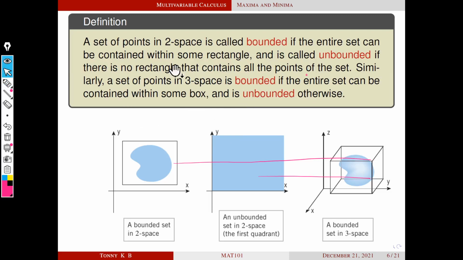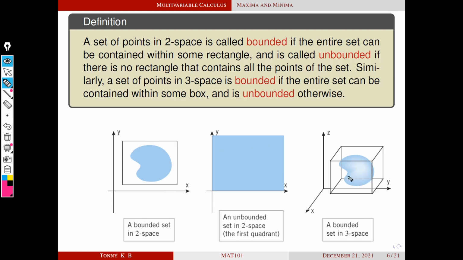Okay, next we are going to define bounded and unbounded sets in 2D and 3D space. A set of points in a 2D setup is called bounded if the entire set can be contained within some rectangle, and is called unbounded if there is no such rectangle. Clear? For example, this blue shaded set is bounded because you can bound it using this rectangle. So this is a bounded set.